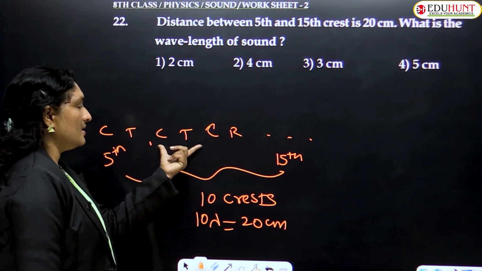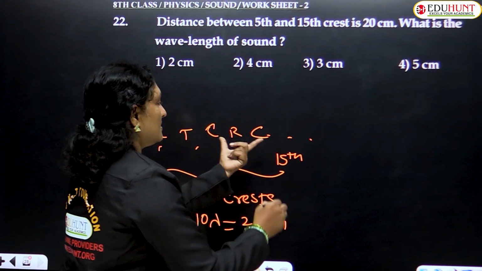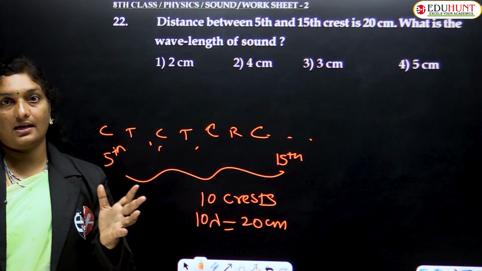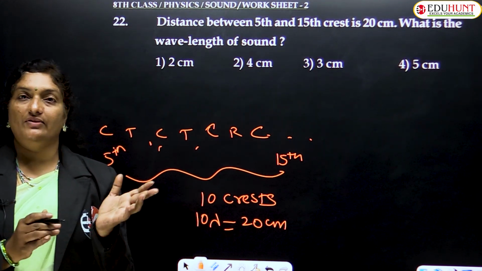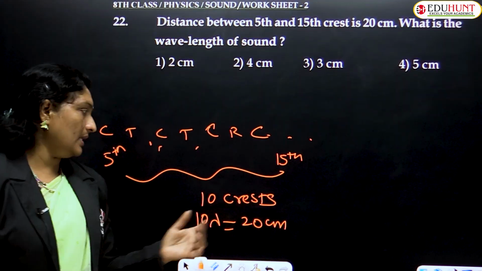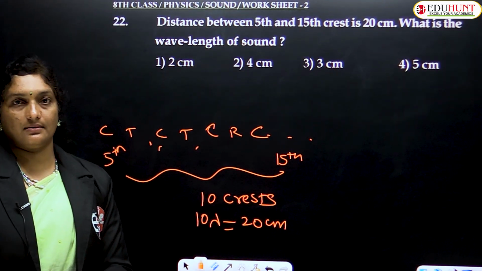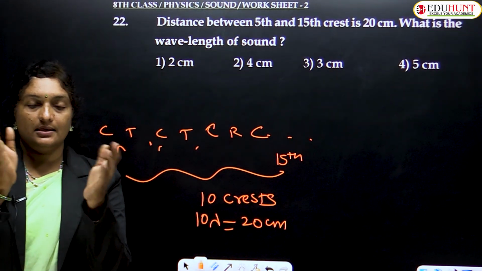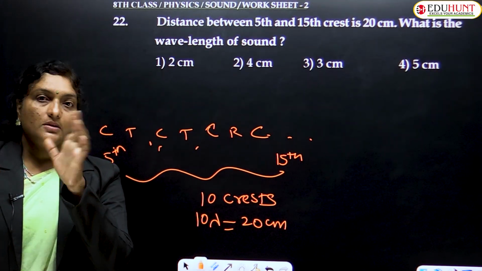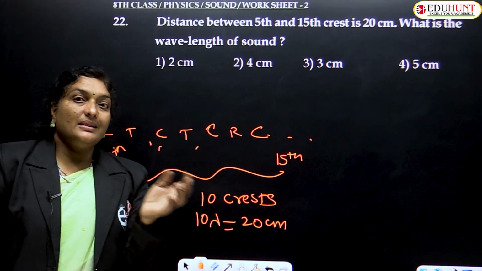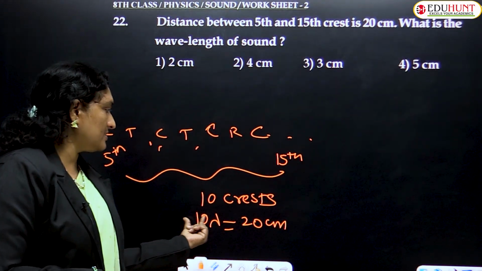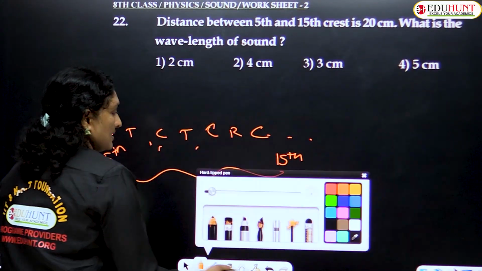Again between a crest and a crest, one more wavelength. Between a crest and a crest, one more, like that. How many crests are there? 10 crests are there. From 5th to 15th, there are totally 10 crests. So the distance between the total 10 crests is 20 centimeters. The distance from one crest to another crest is one wavelength, lambda. So the distance between the 5th and 15th means 10 crests, so 10 wavelengths. So 10 wavelengths, 10 lambda equals 20 centimeters.